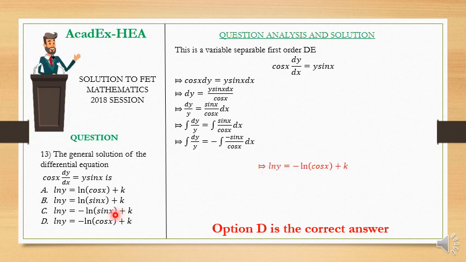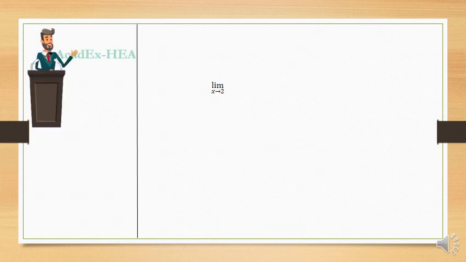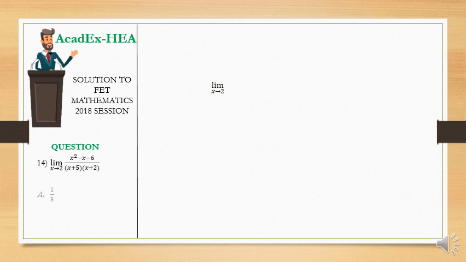And then I think check here, we have ln y equal to negative the ln of cos x plus k, constant of integration. So option D has the correct answer. Question 14, limit as x tends to 2 of this. Let's start solving.